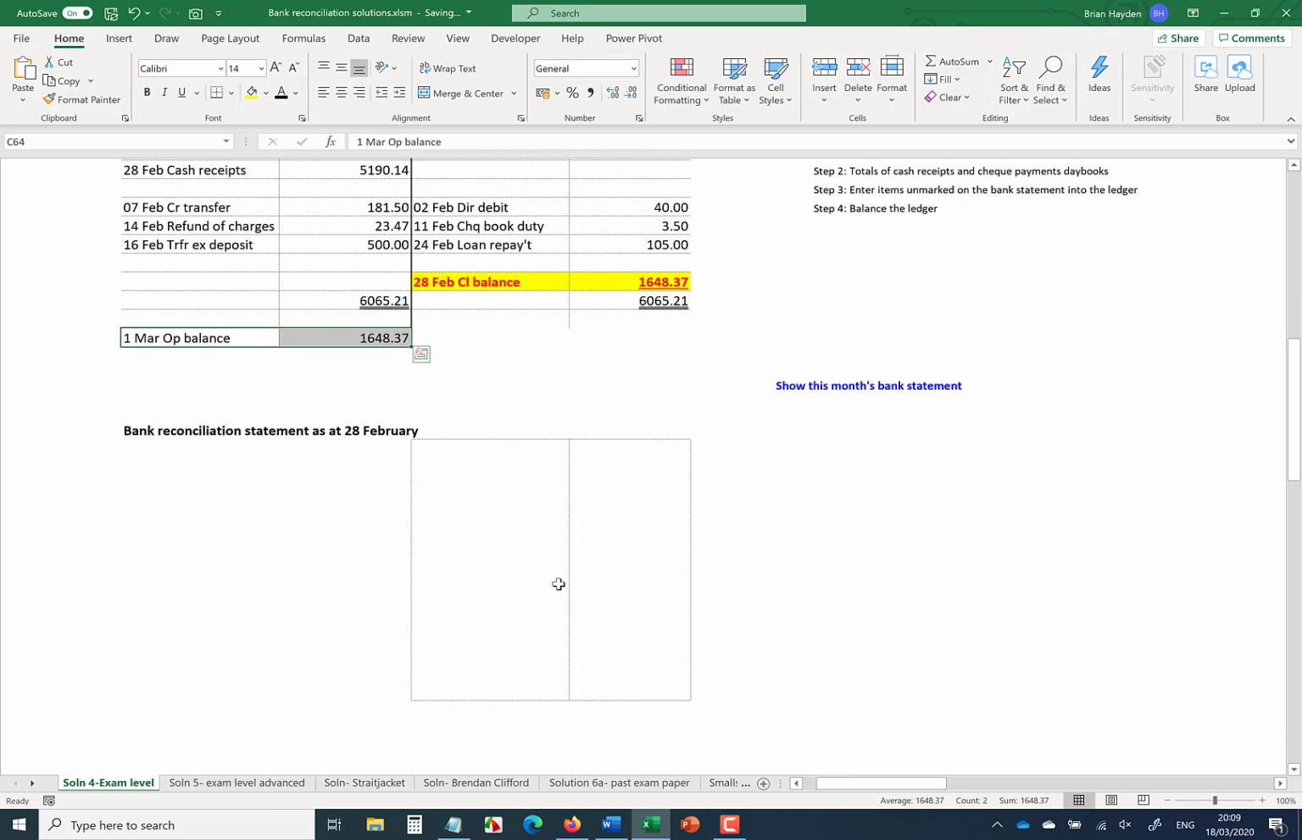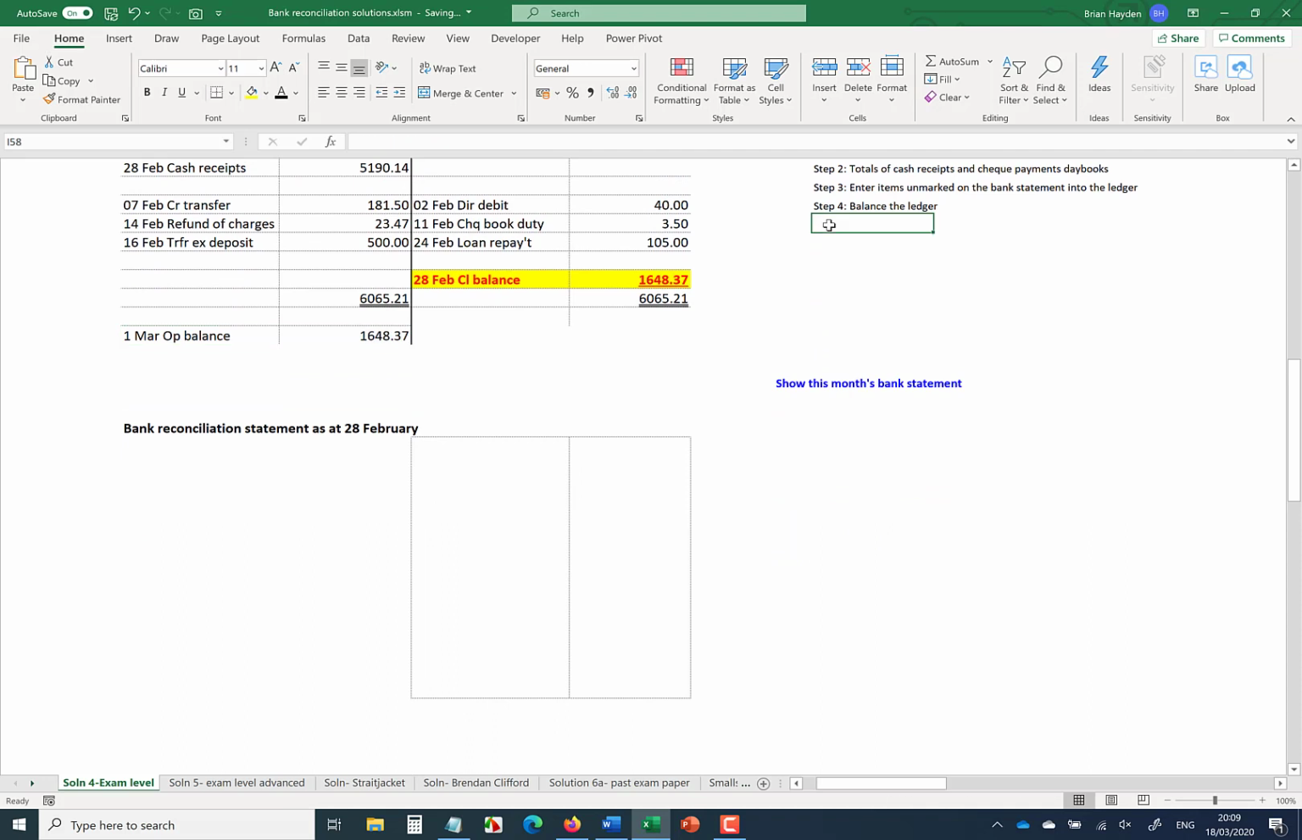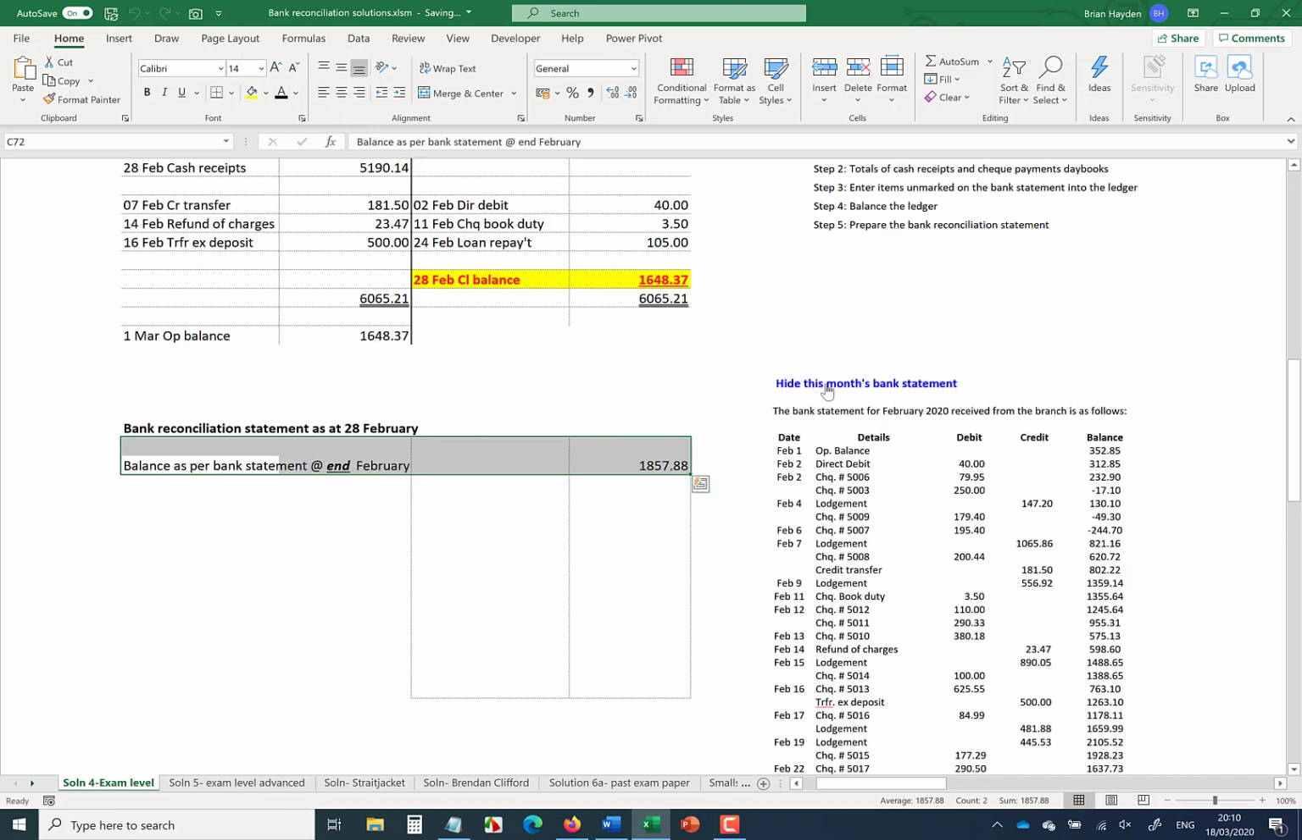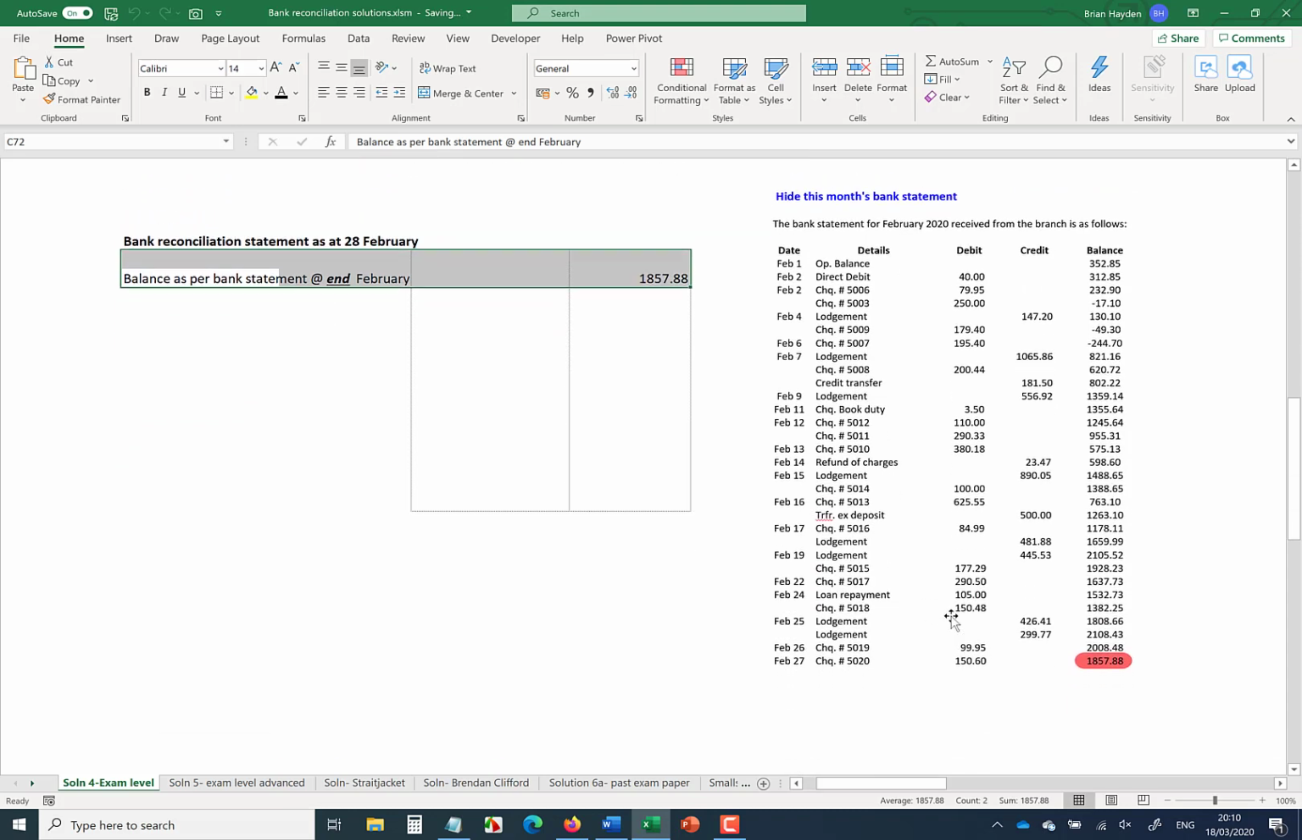So this is the second output. Now step 5: compare the bank reconciliation statement. With this, we use the statement balance at the end of the month. Just to show the bank statement, this was given in the question. You can see that I've highlighted in red, the statement balance is 1857.88.